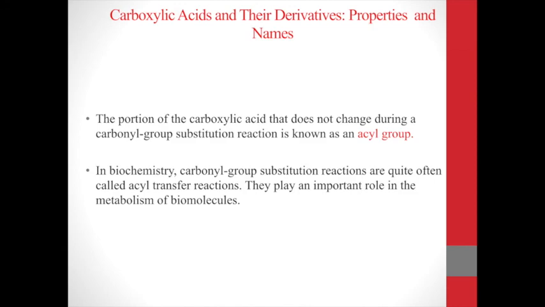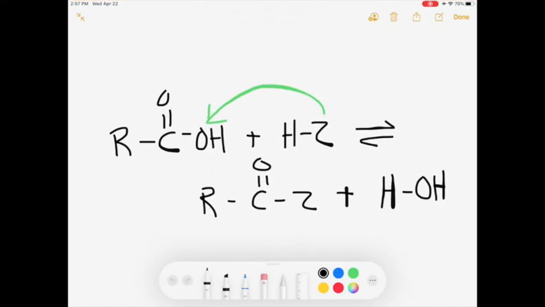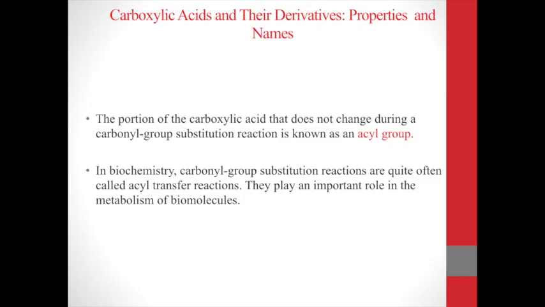The portion that doesn't change during the reaction is called the acyl. So that portion is right here. The OH is going to come off, and the Z group, or whatever group, is going to attach there, but the acyl does not change. In biochemistry, carbonyl group substitutions are called acyl transfer reactions, and they play a very important role in metabolism.